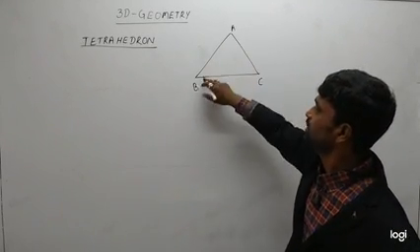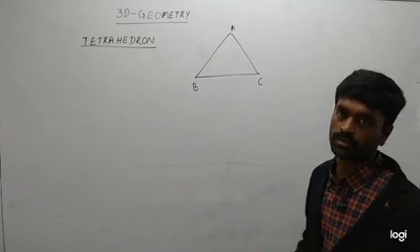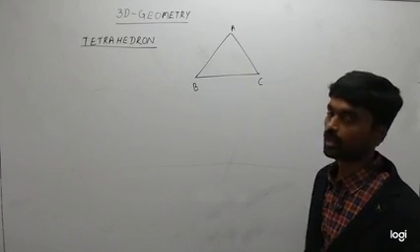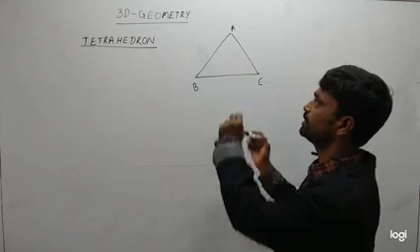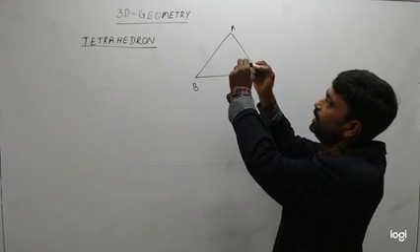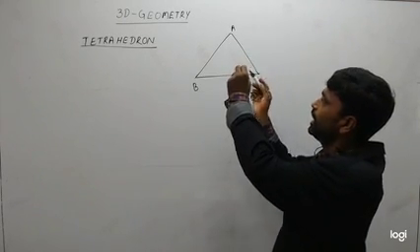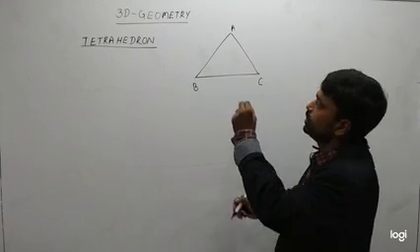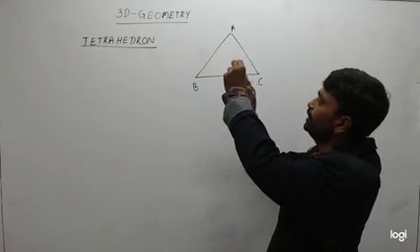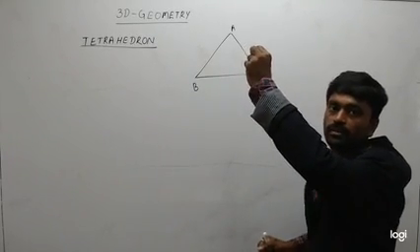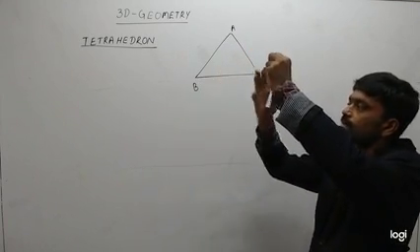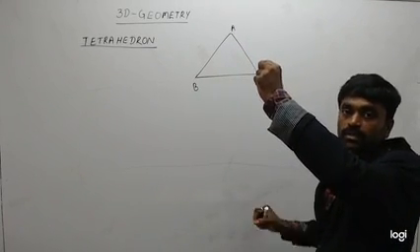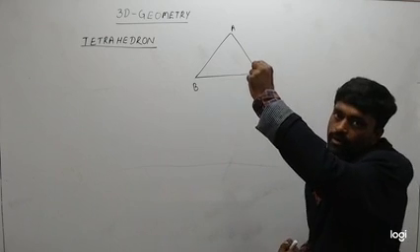So A, B, C, I have taken 3 points. So it is a triangle. Now imagine D will be here. D is here in the space. Then join AD, BD and CD. D is the point in the space. So that is the shape of the tetrahedron.